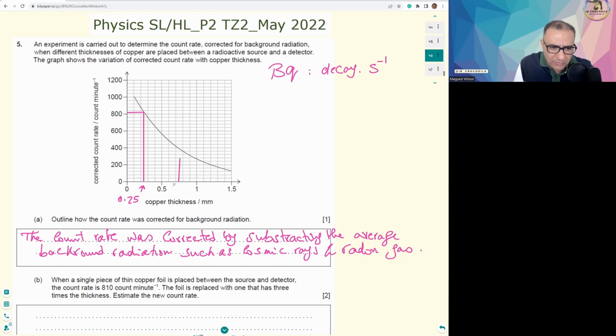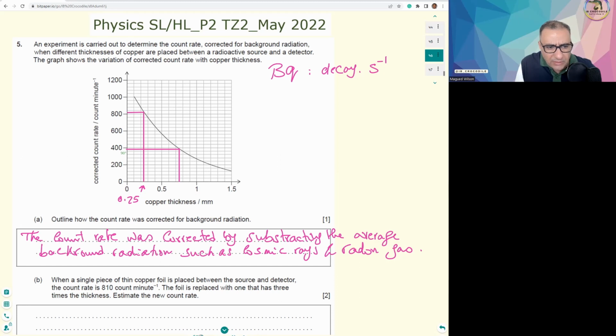So what you're going to do, you're going to do the same thing, but backward. So at 0.75, you hit the curve vertically, right? Yeah, sorry, just let me get the straight line here. And then go horizontally. It is less than 400. So it is between 360 and 400 because again, each square is 40.